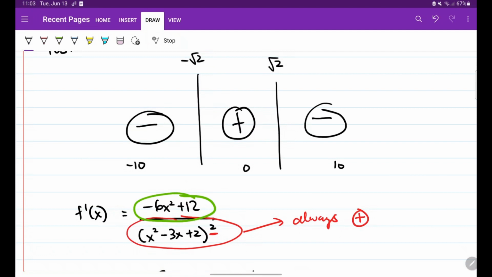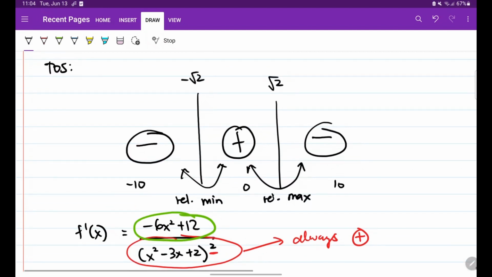Okay? And again, we have here a change of sign, no? So from negative naging positive, and from positive naging negative. And ano sinasabi natin? If nagkaroon tayo ng negative to positive na slope, then we have here a relative minimum, and if we have a positive to negative change in slope, then this is a relative maximum. Okay? So we know na we have here a relative minimum at negative square root of 2 and a relative maximum at square root of 2.